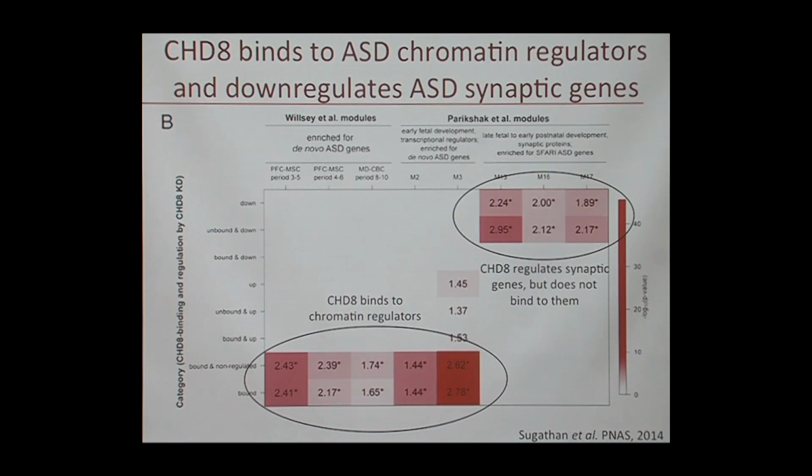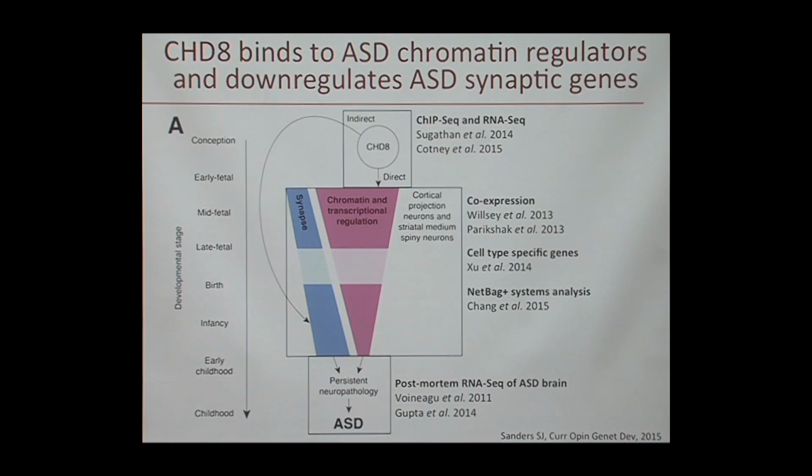It doesn't bind to the synaptic genes, but it does change the expression of them. So it binds directly here, but not here, but still has an influence on those same synaptic genes we saw in autism. So putting that into the module, here CHD8 has a direct effect on these chromatin genes and an indirect effect on the synaptic genes.